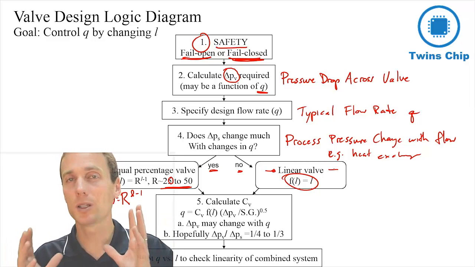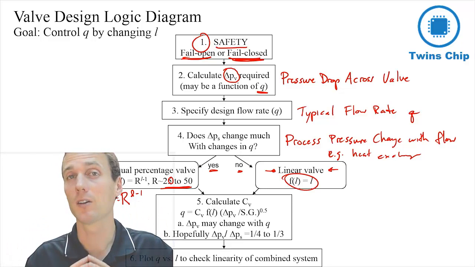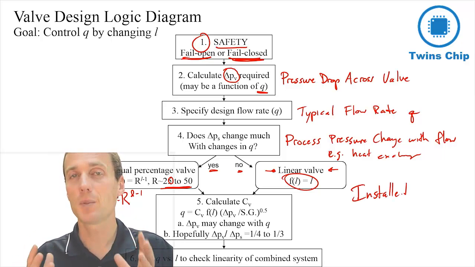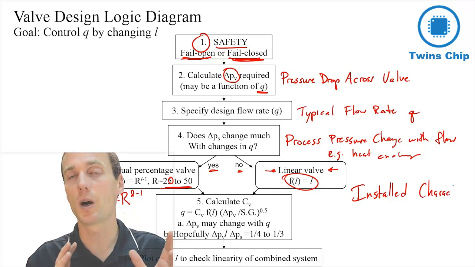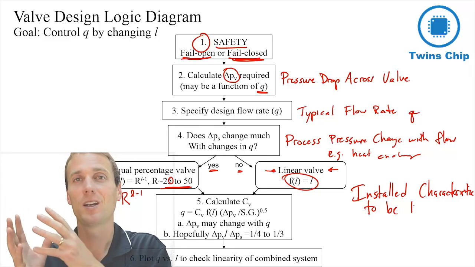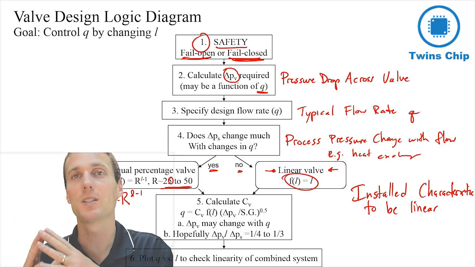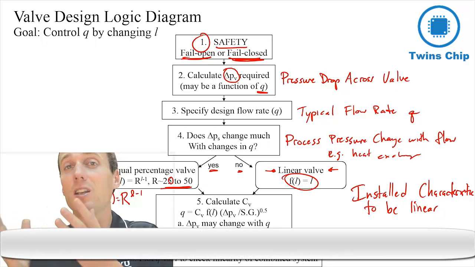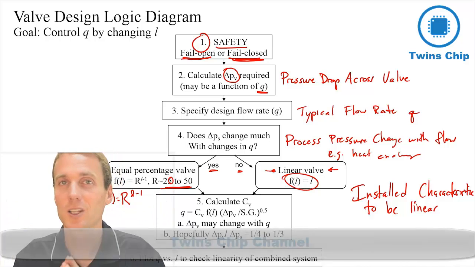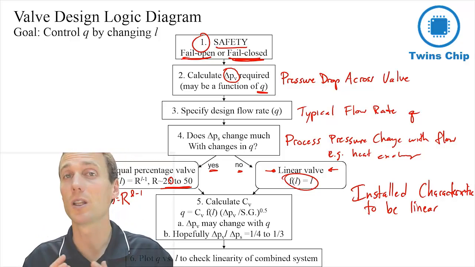And the reason why we're going this yes-no route here is because we want the installed characteristic of our valve to be linear. Okay, so if we choose an equal percentage valve, then that means that we're going to get a linear response for the valve plus the system. Okay, but if the flow rate through the system doesn't really affect the pressure drop in the system, then we can choose a linear valve, because then the installed characteristic of both of those is going to be linear.